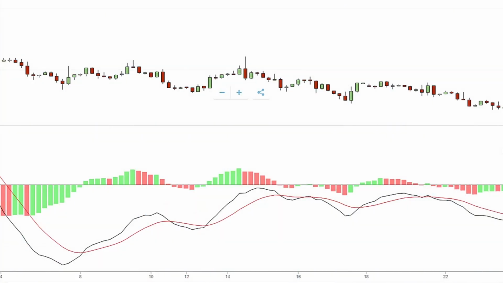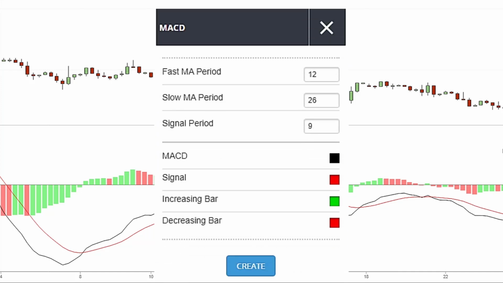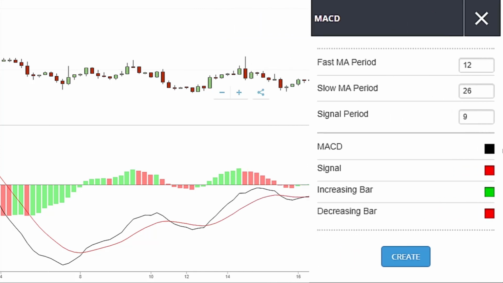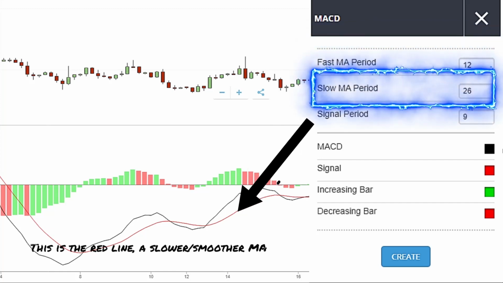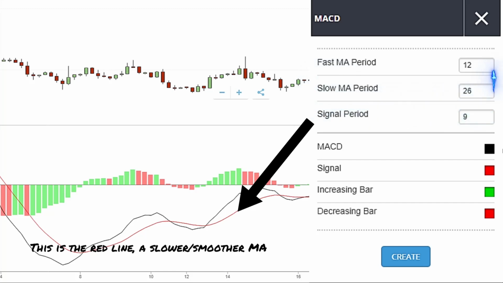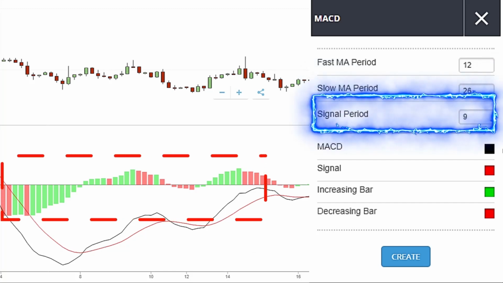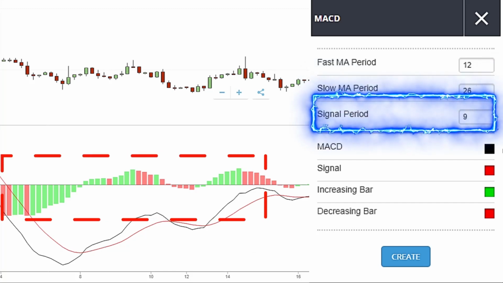The first thing we need to identify is a trend. With a MACD, you will usually see three numbers that are used for its settings. This is how the indicator will look. The first is the number of periods used to calculate the faster MA. The second is the number of periods used in the slower MA. The third is the number of bars, the histogram, used to calculate the moving average of the difference between the faster and the slower moving averages.